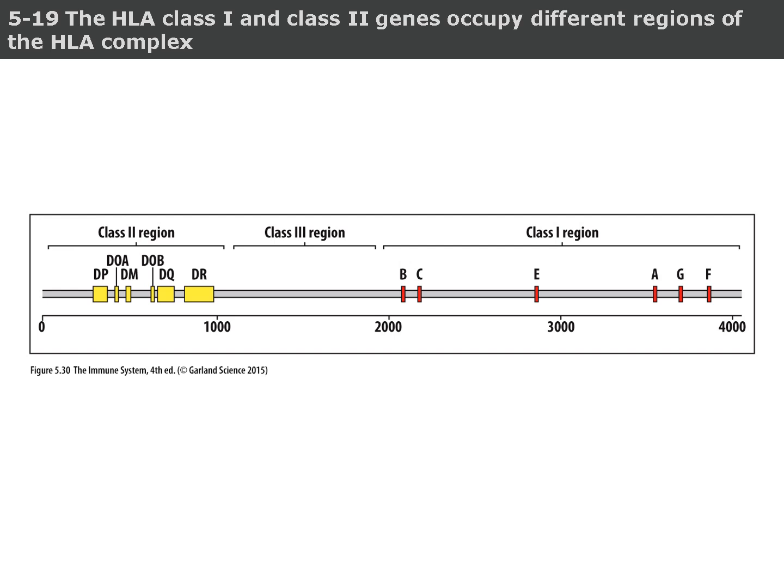On the right, the Class I region includes the highly polymorphic genes HLA-A, B, and C, along with the less variable HLA-E, F, and G. These genes encode MHC Class I molecules, which present intracellular antigens to CD8 T cells. The physical separation of these regions reflects their distinct functions and evolutionary origins in immune defense.